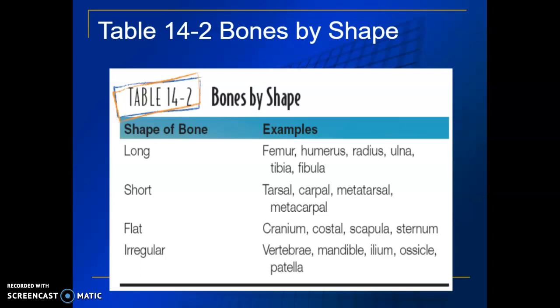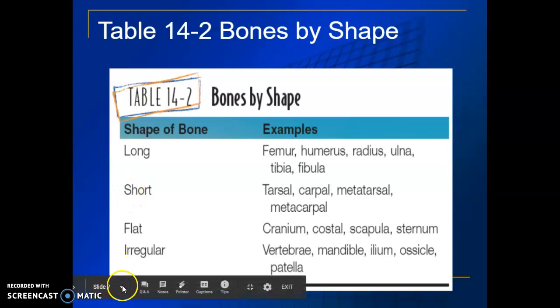There are flat bones: the cranium that protects your brain, the costal bones, which are like your rib cage, your scapula, which are your shoulder blades, and your sternum, which is your chest bone. And then there are irregular shaped bones like the vertebrae, which are shaped like a flower cut in half. Your jaw bone, your ilium, your ossicle, your kneecap. Those are irregular shaped bones.